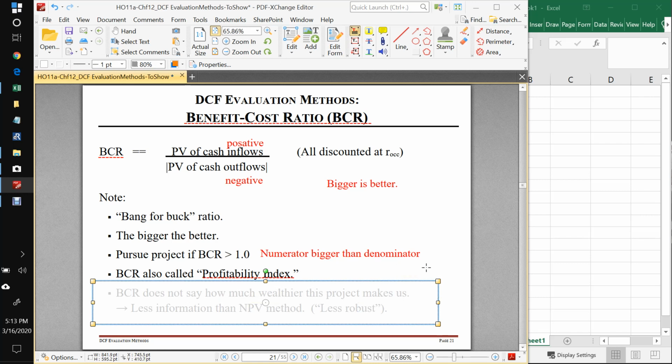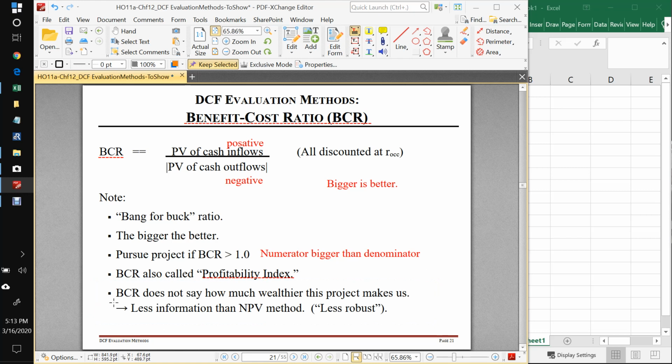All right, so there is a drawback of this method. The drawback is that the benefit cost ratio does not say how much wealthier the project makes us. So it's giving us less information than the NPV method. So the quants among you all would say something like this. It as a method is less robust than the NPV method. Okay, so this is a drawback. It's always good to know how much wealthier we're going to be by taking a certain course of action here.